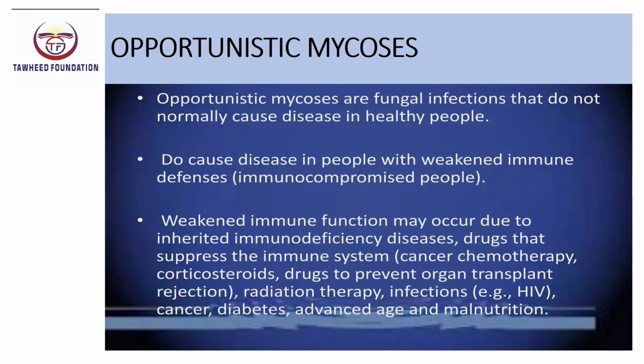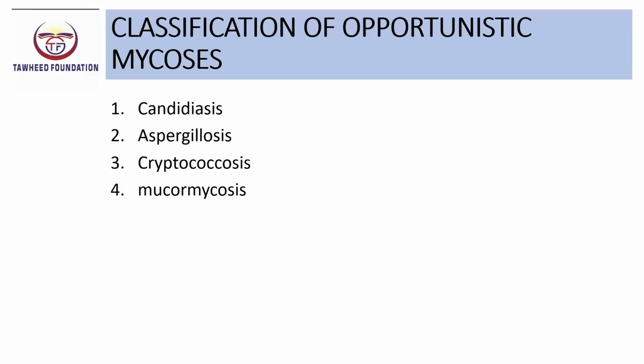age, and malnutrition. So, the classification of opportunistic mycoses is of four types. First is candidiasis, second aspergillosis, third cryptococcosis, and last mucormycosis. These are the four classifications of opportunistic mycosis.